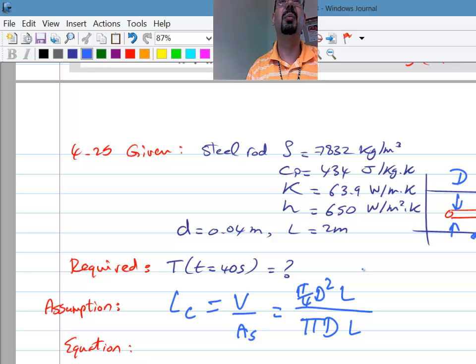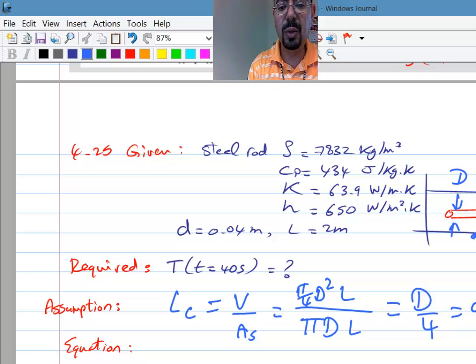Right, the two ends. But see, it's a 2 meter rod and 4 centimeter diameter. So yes, of course, if you want to be accurate, go for the 2 caps. Right, but probably it's not going to change the number that much. But yes, if you want to do it accurately, do it this way. So this will end up being D over 4 for a very long rod, or basically 0.01 meter.